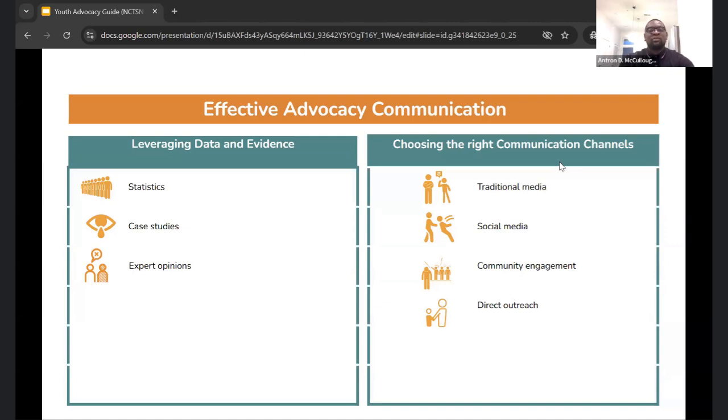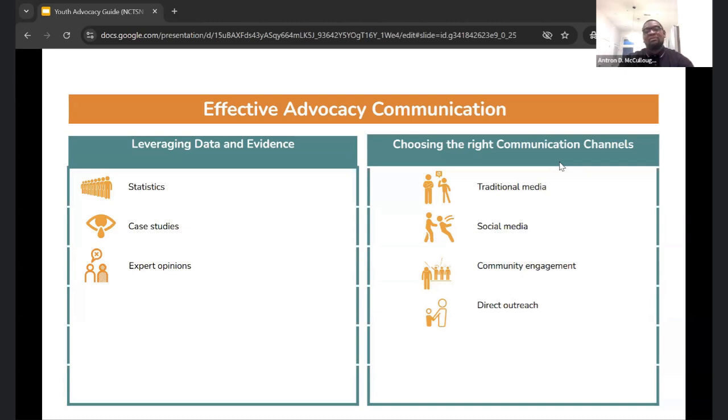But how do we choose the right communication channels? Well, first, by selecting the appropriate channels to disseminate your message, consider traditional media such as going through the press, having releases, opinion pieces, TV interviews. Social media is a big factor in being able to engage, such as videos or graphics or live discussions, but also community engagement, where there's town halls, there's workshops, and grassroots organizing.